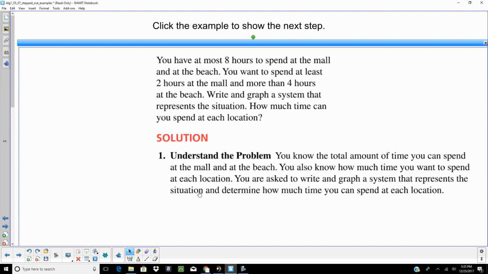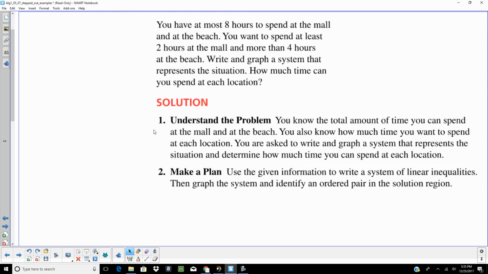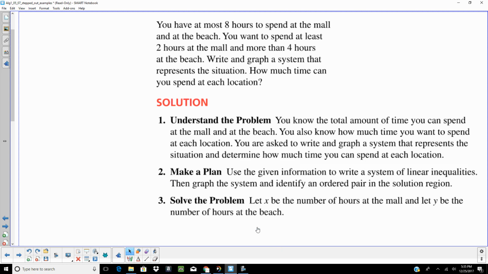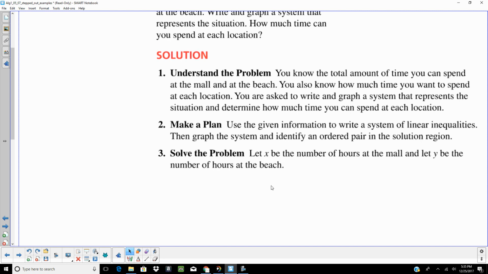So we're going to write a system of equations and graph it. So there is my plan. So x is going to be the number of hours at the mall, and y is the number of hours at the beach. If you wanted to, you could have used m and b. It doesn't really matter. Well, I have at most 8 hours to spend. So the number of hours at the mall and at the beach has to be less than or equal to 8. I can't spend more than 8 hours.